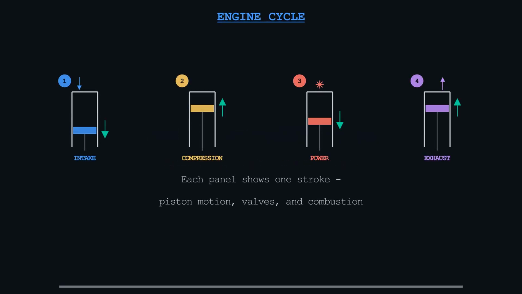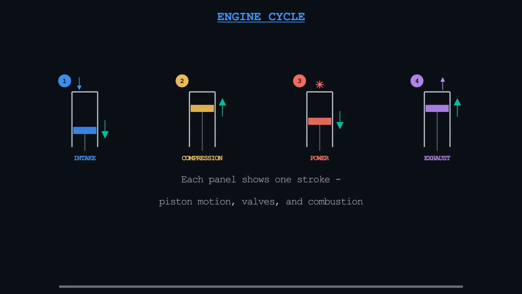A piston engine repeats a cycle of four strokes. First, intake, where the piston moves down and the intake valve opens to draw fuel and air in. Second, compression, where the piston moves back up with both valves closed, squeezing the mixture.